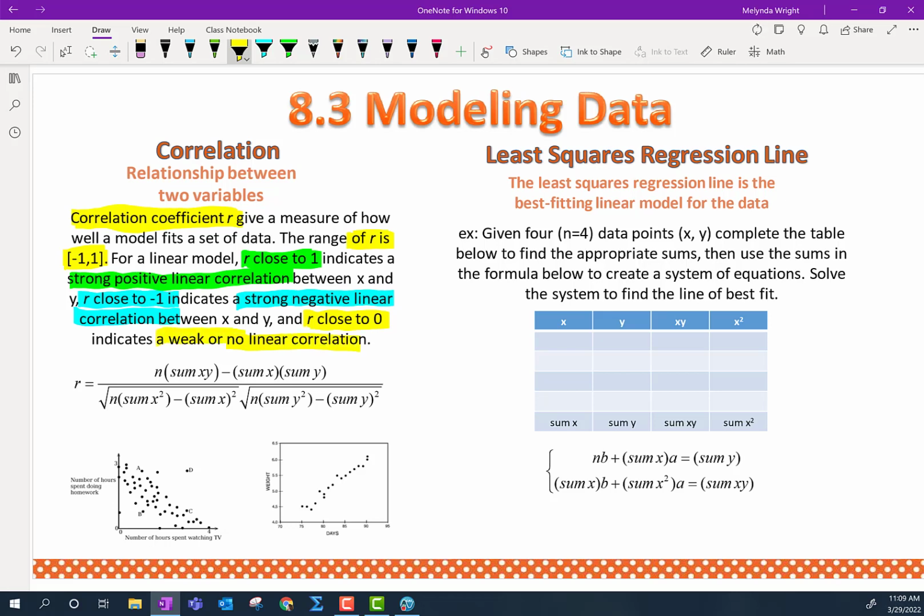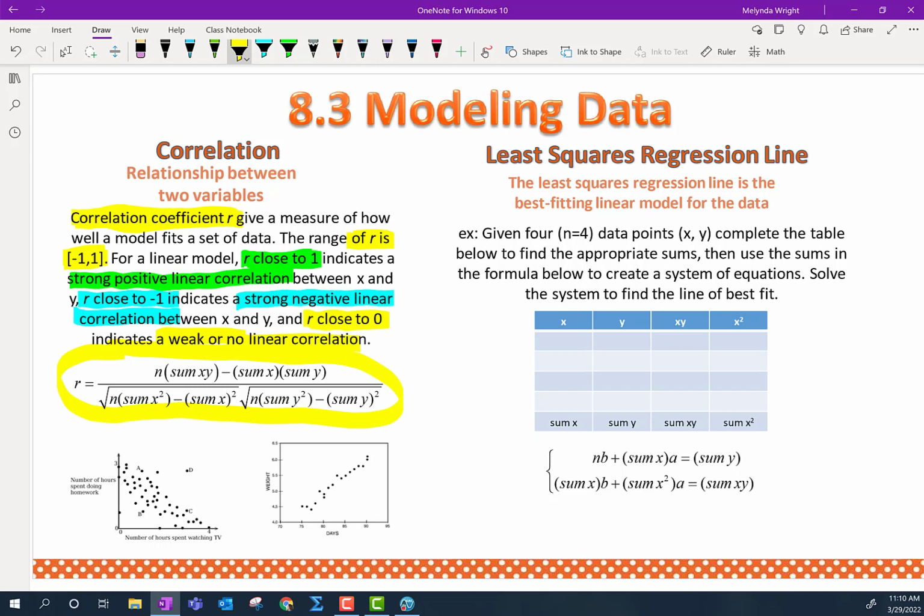So we're going to be finding the R values and using them to determine how well our model, our line of best fit, works. Okay? In your calculator, this right here is a formula for R, and your calculator has it programmed in already. So we're just going to do one by hand, so that you can see how it works. And then we will also do some with our calculator.